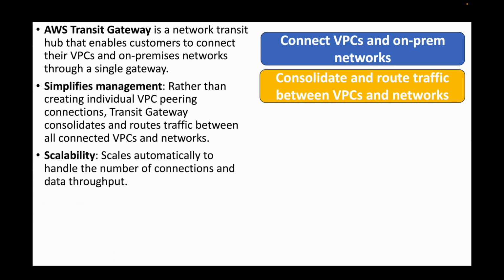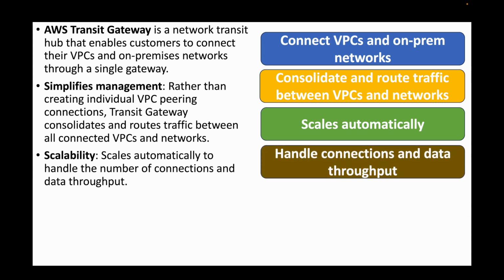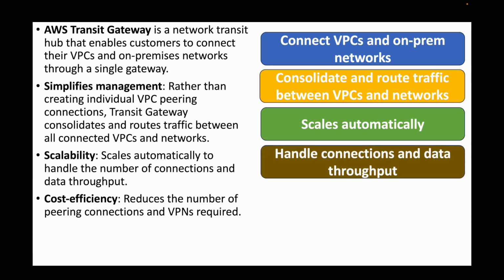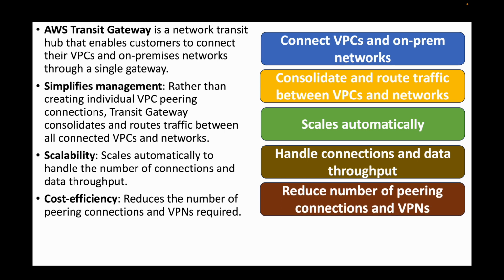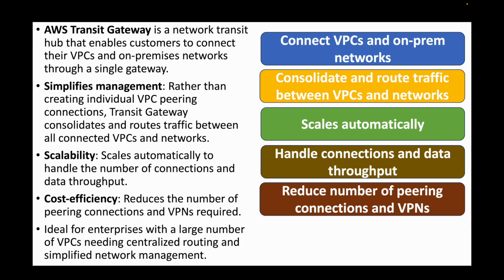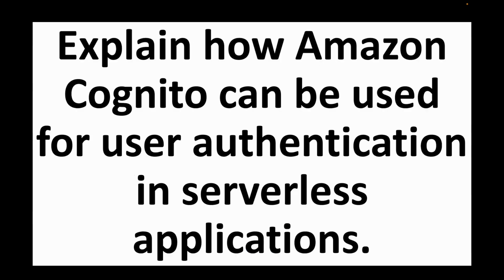Then scalability, so it helps you to scale automatically to handle the number of connections and data throughput. And then cost efficient, so it also reduces the number of peering connections and VPNs that you need to create. So everything will be managed from one single place. So again, this is ideal when you have a large number of VPCs that need to communicate. You need to have centralized routing and want to have simplified network management. We can make use of your Transit Gateway for that.